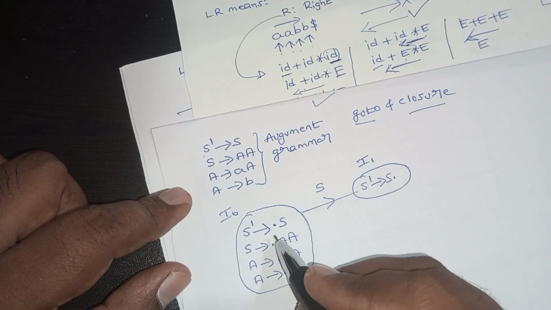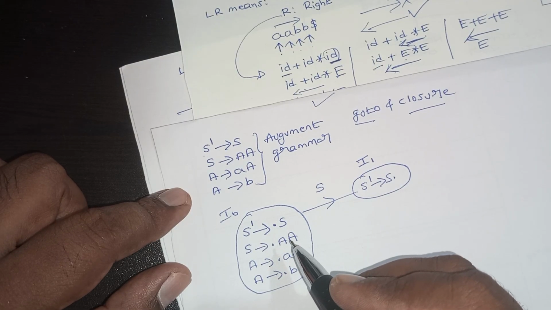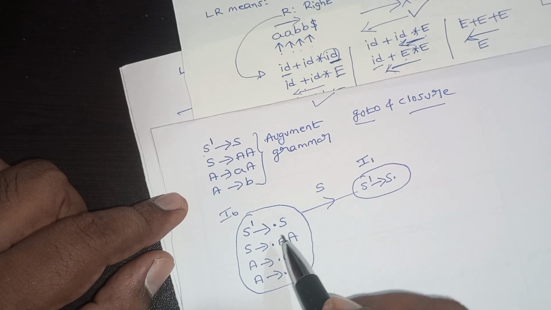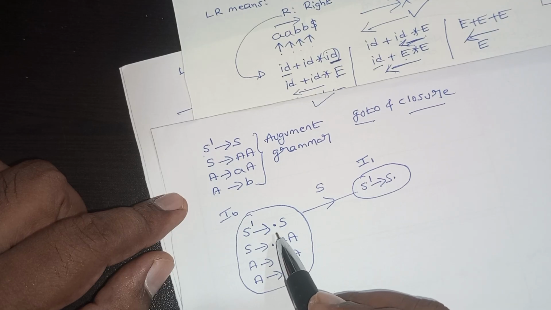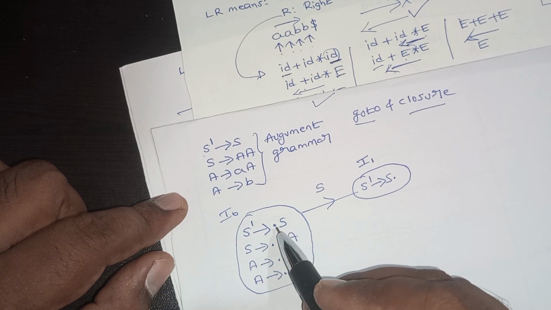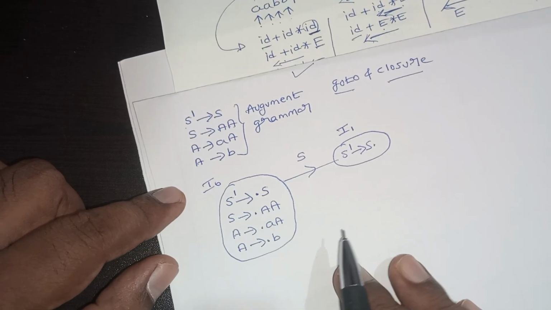What is a goto? I am moving this dot to the right of it, that is called goto on S. What is the closure? Whenever there is a dot to the left of S, I have to add all the productions. Again, the dot is present to the left of A, so I have to add all the rules of A, that is called closure. What is a goto? When I move this dot to the right of it, that is called goto. Okay, next. So this is over.